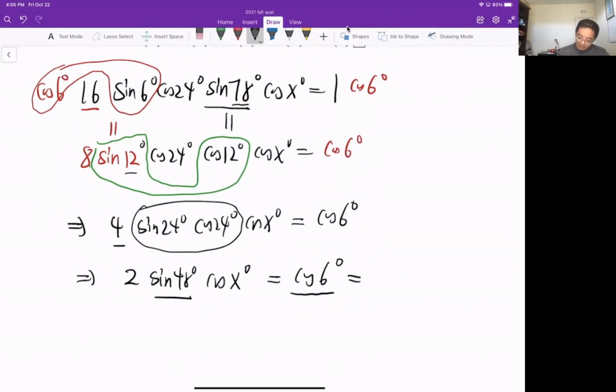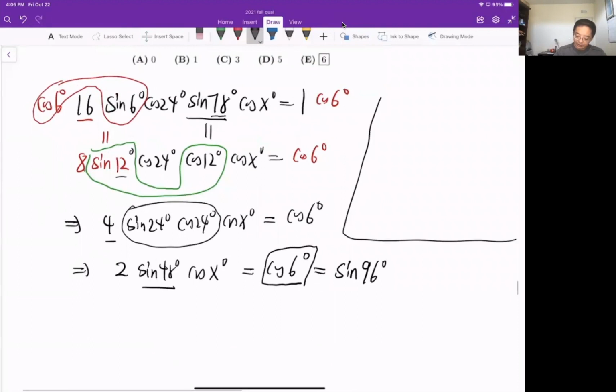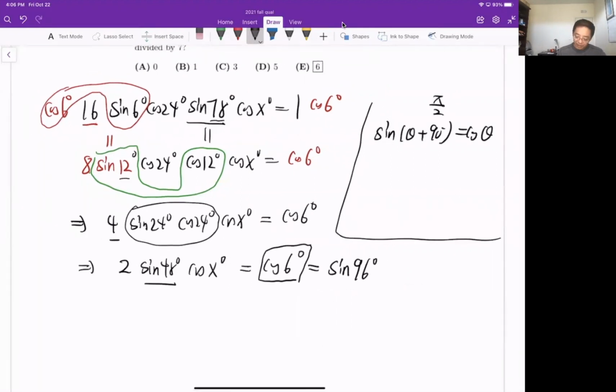And this cosine 6, we can just write this as 96. That's because we have the equality sine of theta plus 90, or if you use radians, pi over 2, is the same as cosine theta, right? So we use this trigonometric identity. So they are the same.